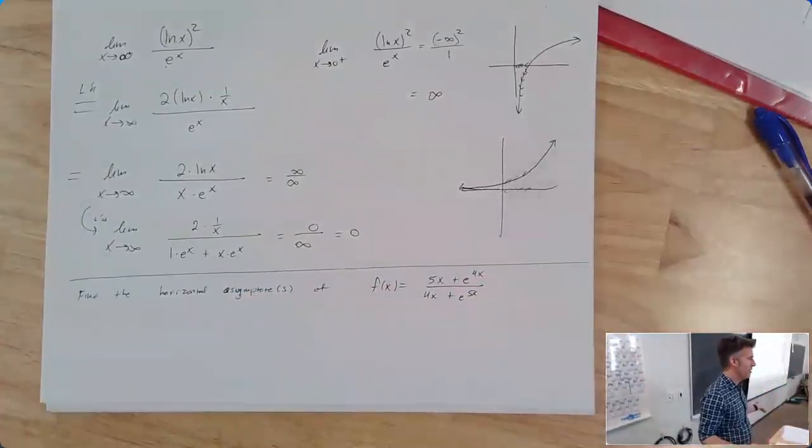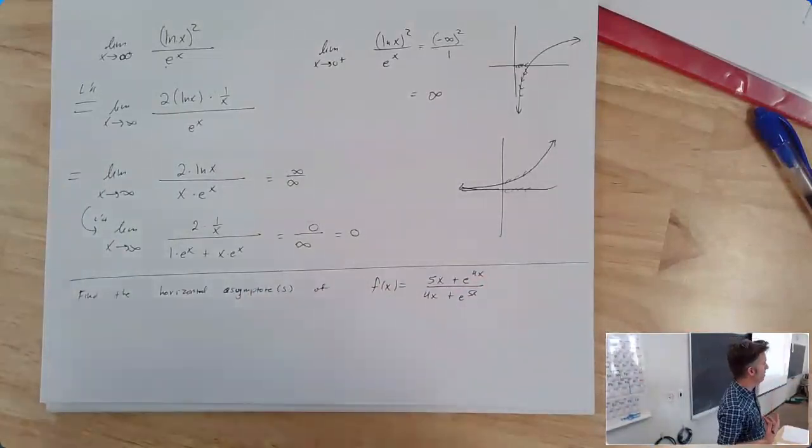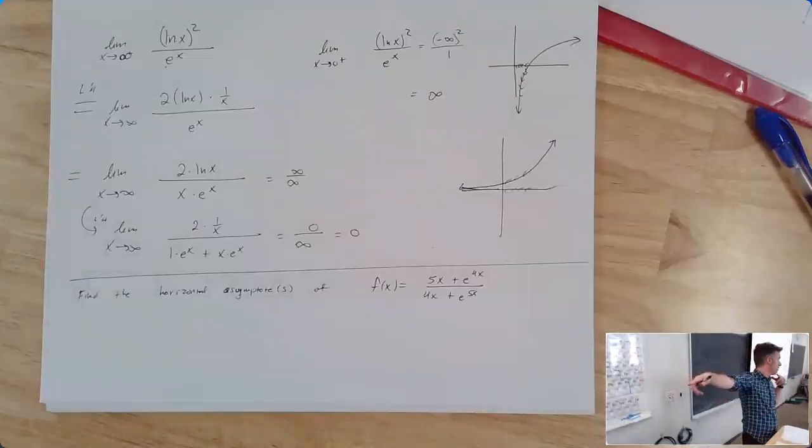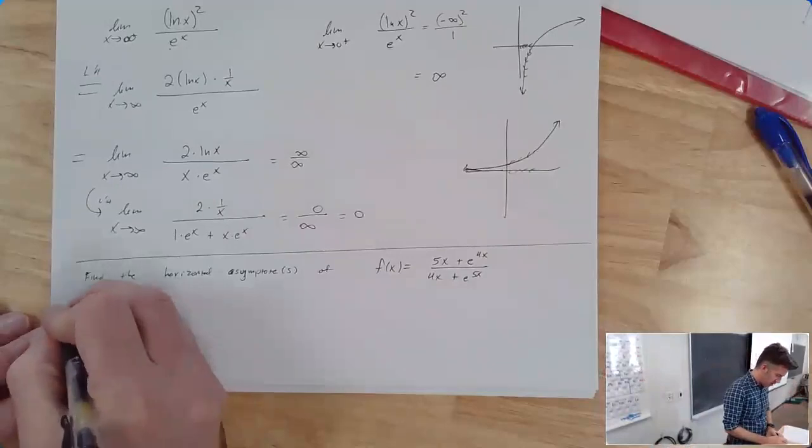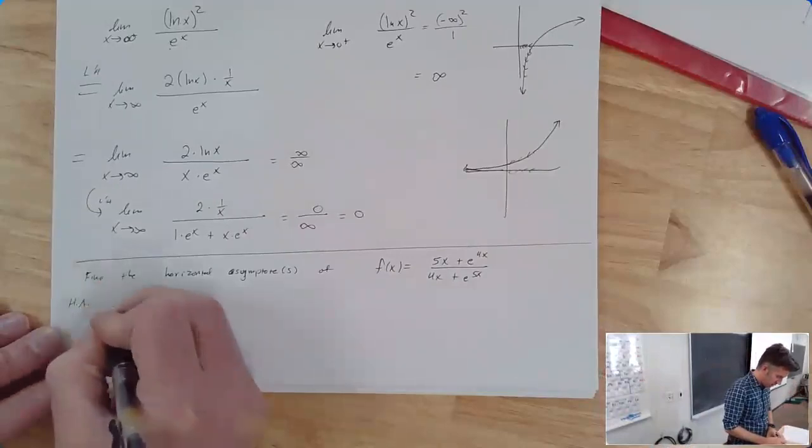So how do we find horizontal asymptotes? The idea with a horizontal asymptote is we're just asking about the behavior of a function as x gets really, really large, or really, really negatively large. So if I want to find the horizontal asymptotes, I'm going to take the limit to infinity.